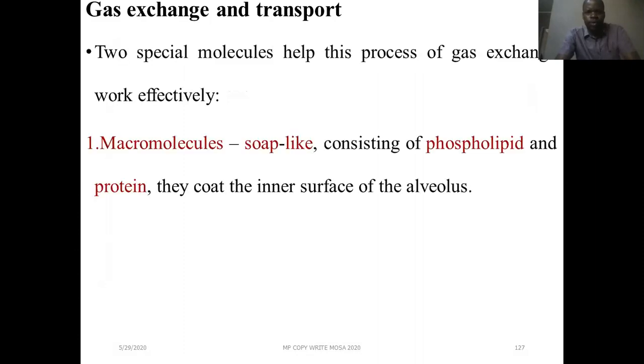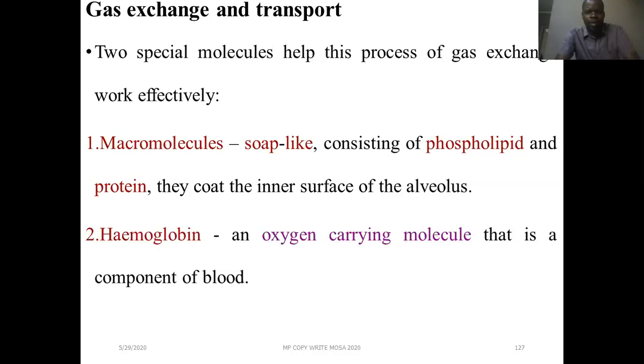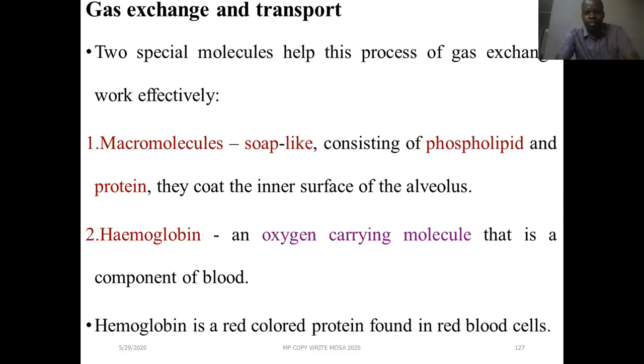So two special molecules help this process of gas extraction work efficiently. We have what we call the macromolecules, which consist of phospholipids and protein. They coat the inner surface of the alveoli. And the other molecule that helps in this is the hemoglobin, an oxygen-carrying molecule that is a component of blood. Hemoglobin is a red-colored protein found in red blood cells.